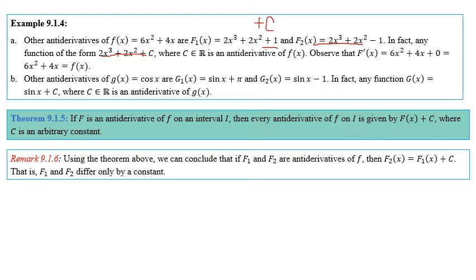So observe that F prime of x is equal to 6x squared plus 4x equals f of x. So the same with letter B.